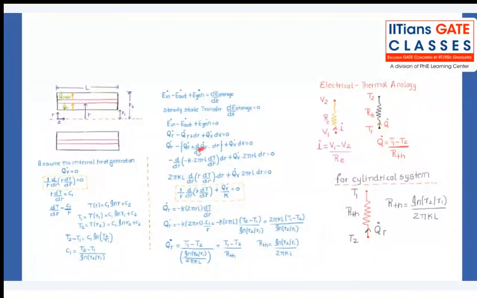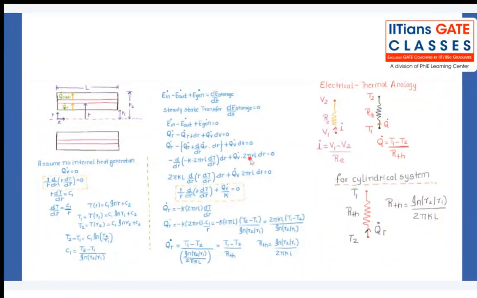So again, use E in minus E out plus E generation equal to zero, steady state. So what is coming in? Q dot R is coming in. What is going out? Q dot R plus DR is going out. So heat is getting conducted in, heat is getting conducted out. There can be heat generation also within the system, which I am saying Q dot V into dV. What is dV? If I want to calculate the volume of this element, it will be 2 pi R into dR.